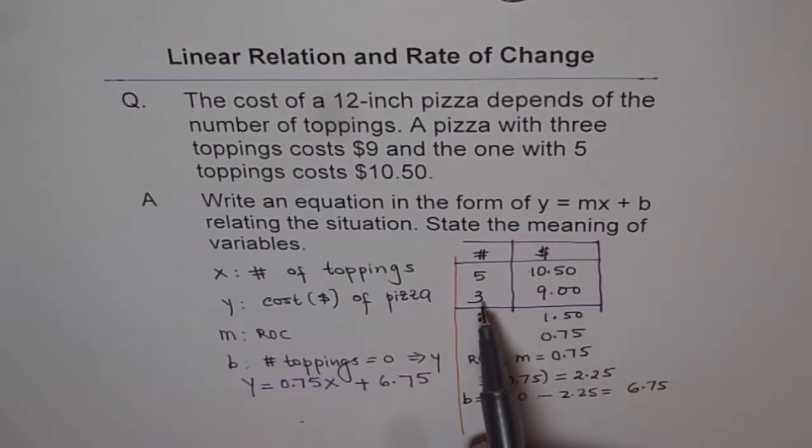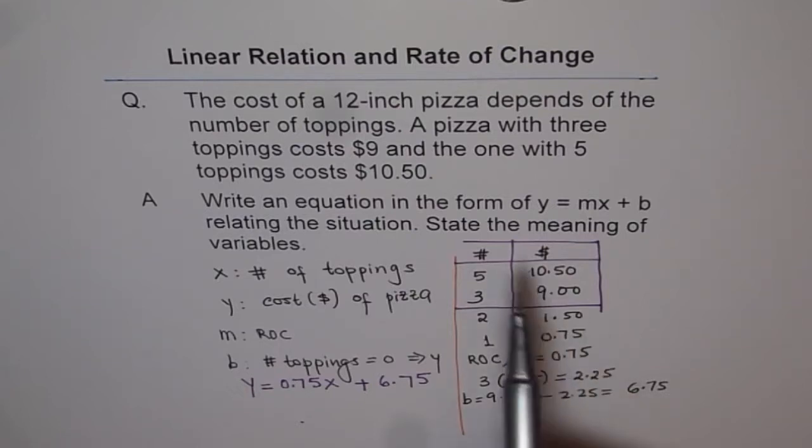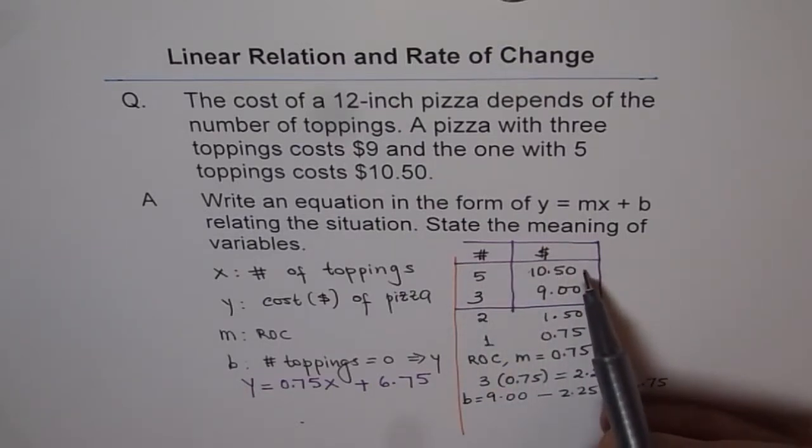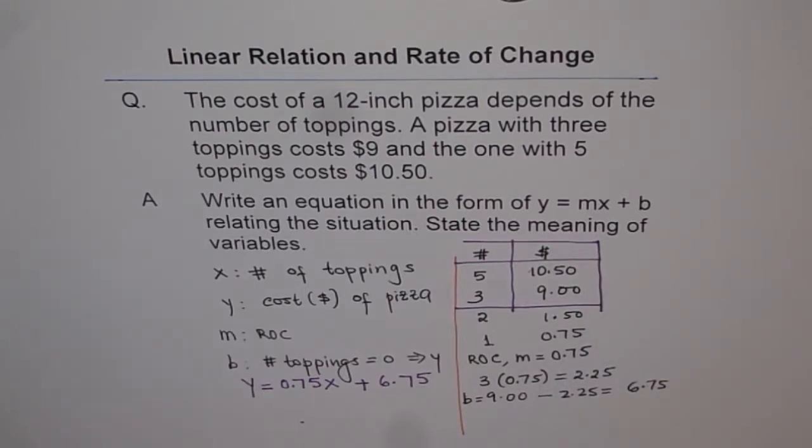Now we know this includes the cost of 3 toppings, so we can take away 3 times 75 cents and get the cost of pizza without topping. We could take away 5 times 75 cents and get the cost, which is 6.75, from that equation also. Once we get the value of b, that is the cost of pizza with no topping, then we can write down our equation, which is y = 0.75x + 6.75. It looks complicated, right? But that is how we do it. And I hope you understand and appreciate the method. Thank you.